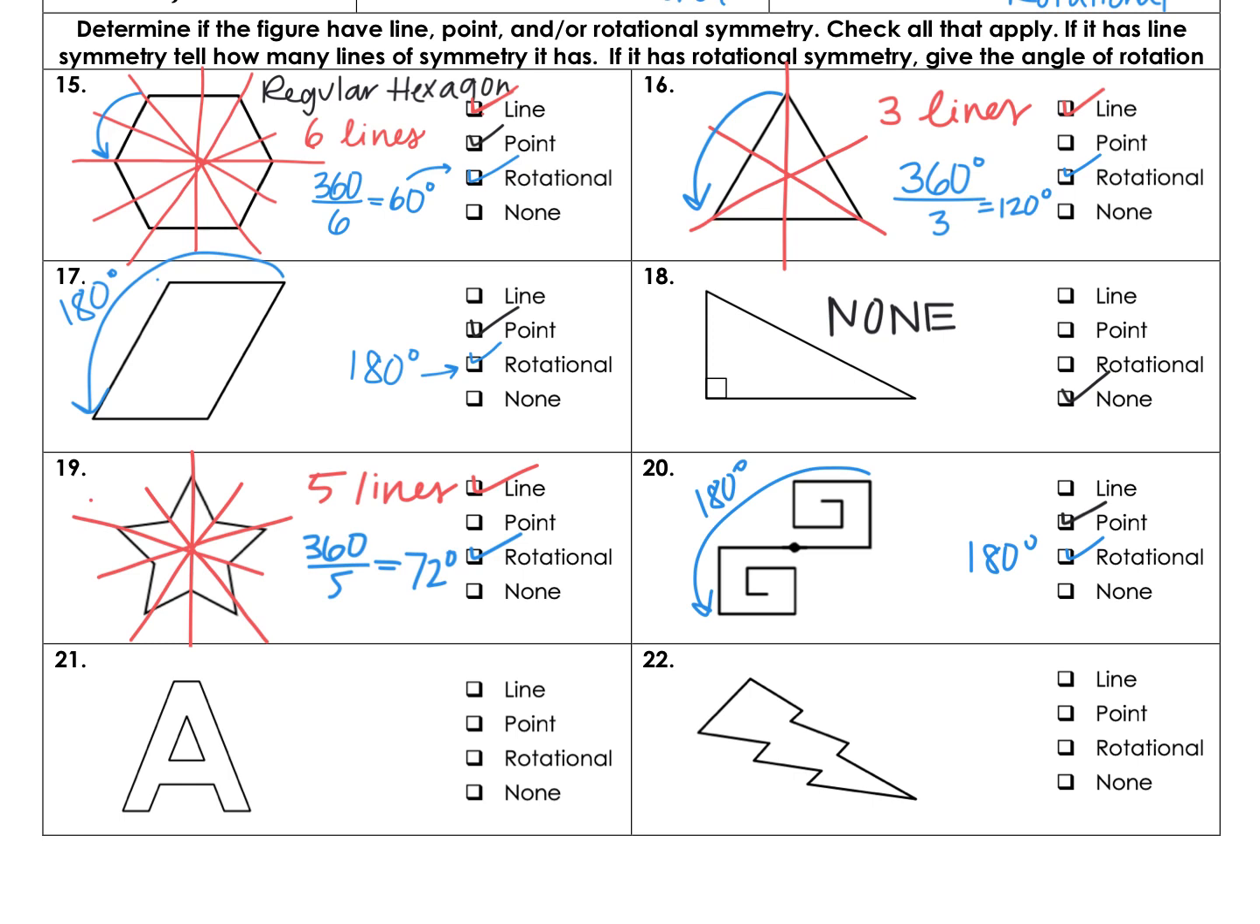The A has some good line symmetry down the middle. Just one. It does not have point symmetry. It would be completely upside down. No. It does not have rotational symmetry. 360 degrees does not count. And the lightning bolt. I think it would only have rotational symmetry for 360 degrees, and that doesn't count. So it has to be less than 360, so you would say none, because there's no way to turn this to make it map onto itself.